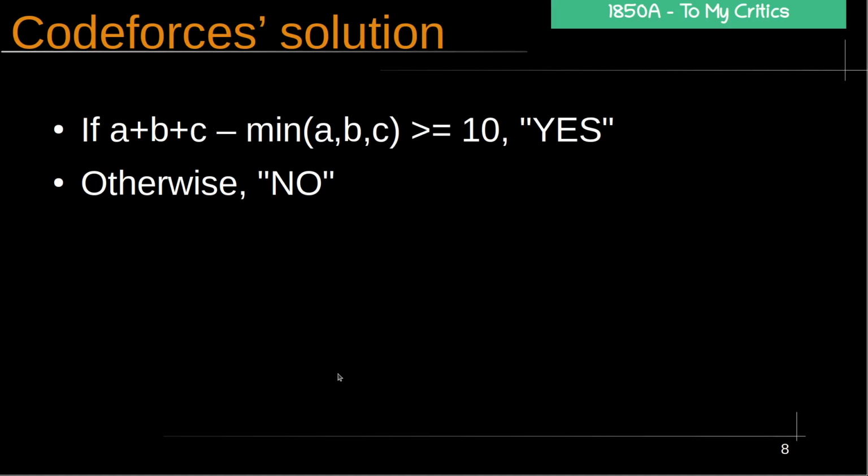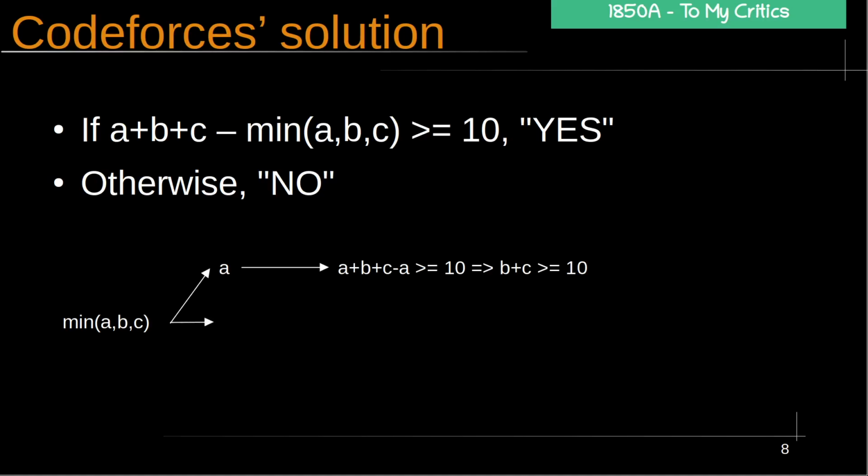There is another solution. This is the Codeforces solution. We use this formula: A plus B plus C minus the minimum of A, B, and C. If this formula gives a result that is greater or equal to 10, we output yes, otherwise no. Why does this work? Because if the minimum of A, B, C is A, the formula becomes A plus B plus C minus A greater or equal to 10, so B plus C.